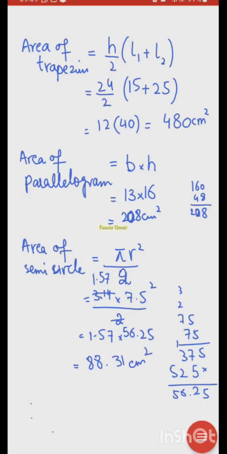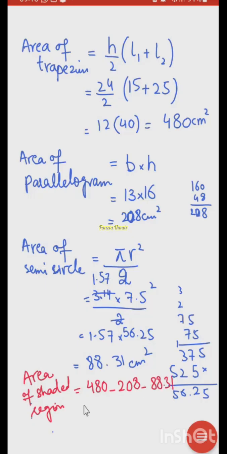So now we need to find out the area of shaded region. I'm changing the color here so that it's more prominent. The area of shaded region would be the area of that trapezium, which is 480, minus 208, area of parallelogram, minus 88.31, area of that semicircle. So what is 480 minus 208? It's 272. 272 minus 88.31.